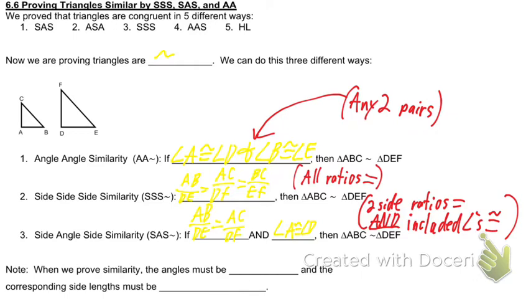When we prove similarities, the angles have to be what? Congruent. And the corresponding side lengths must be proportional, AKA the ratios are equal, because proportion is equal ratios. Now, what would happen, though, if these side lengths were congruent instead of just proportional? What if the corresponding angles were congruent and the corresponding side lengths were also congruent, what would we have? Congruent triangles, right? We had that last chapter.